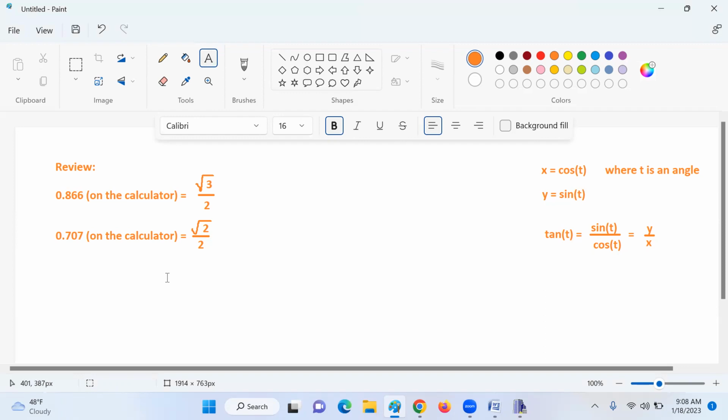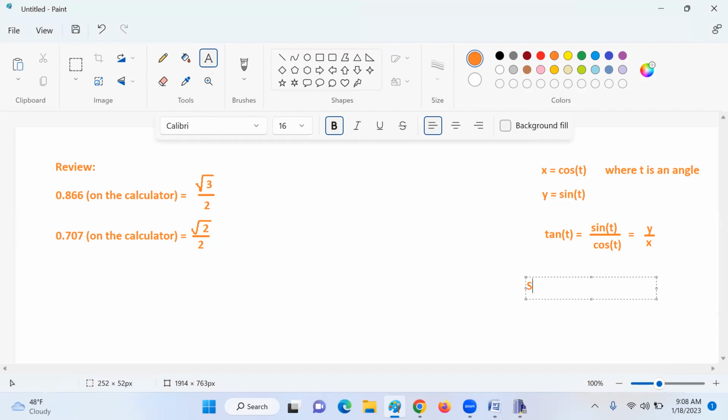And then the next thing that we need to know would be SOHCAHTOA, right? SOHCAHTOA is essentially important. So we're going to use it today as well. And that's pretty much it.